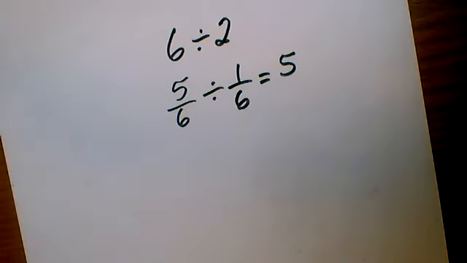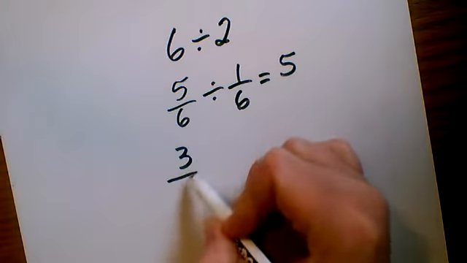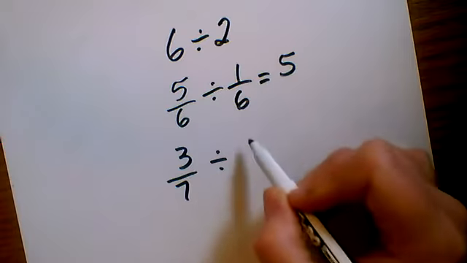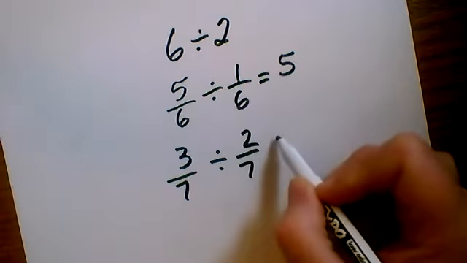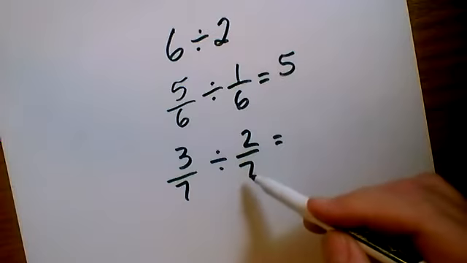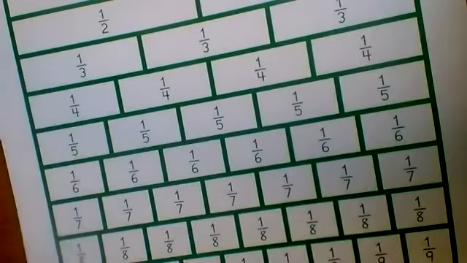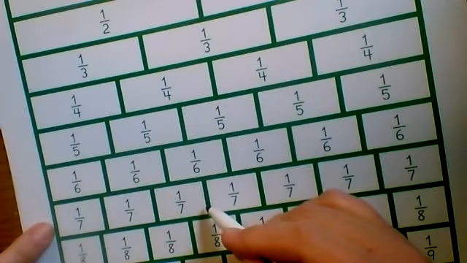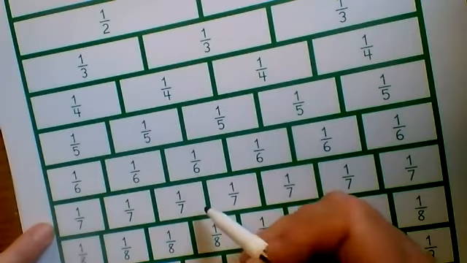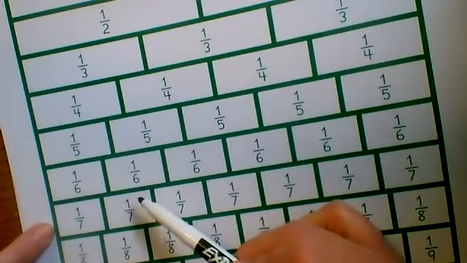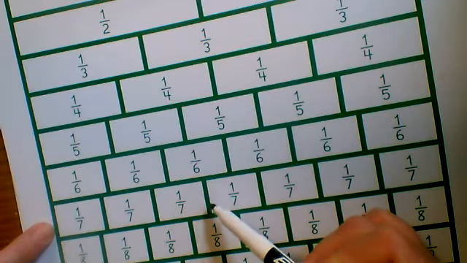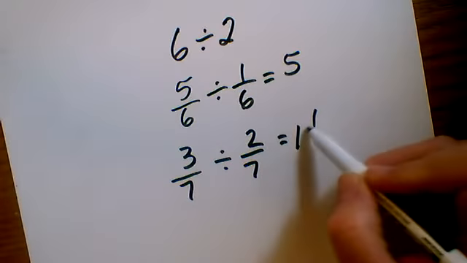Okay, so let's look at the next problem. 3/7 divided by 2/7. So that means how many 2/7 are in 3/7? So here we have 3/7. How many 2/7 are in there? Well, there's 1 1/2. So my answer is simply 1 1/2.